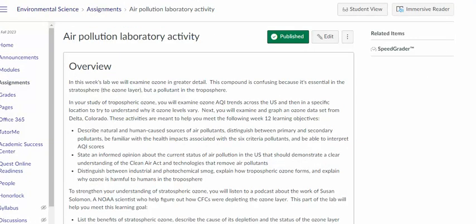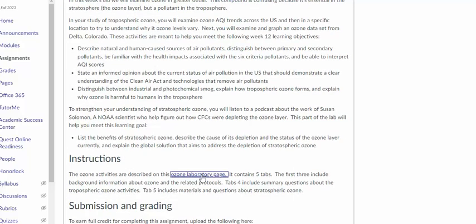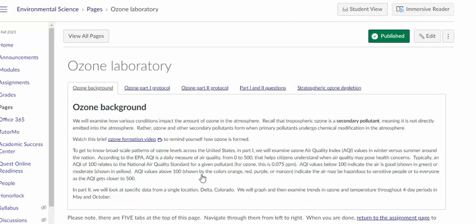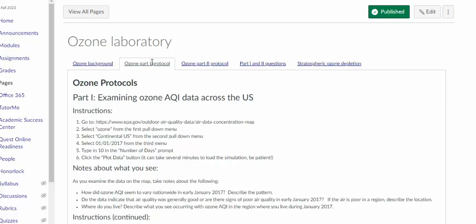We will do an air pollution laboratory that's focused on ozone, both tropospheric ozone and stratospheric ozone. So here's some background about both kinds of ozone. In part one, you'll be examining tropospheric ozone, which is a pollutant. You'll be using an EPA website that shows you the AQI values that relate to ozone at different times of the year and also through time since the initiation of the Clean Air Act.